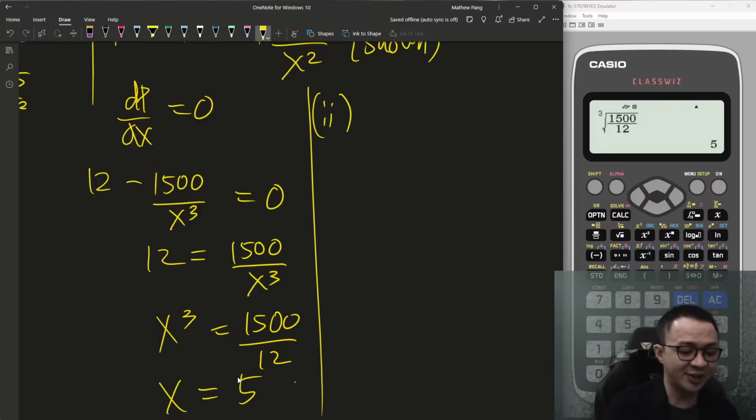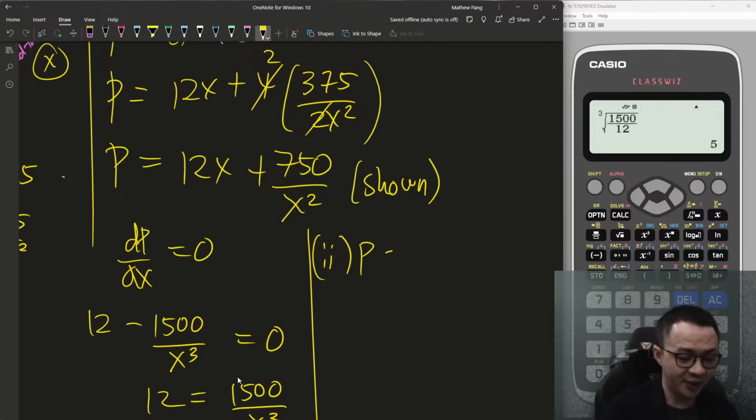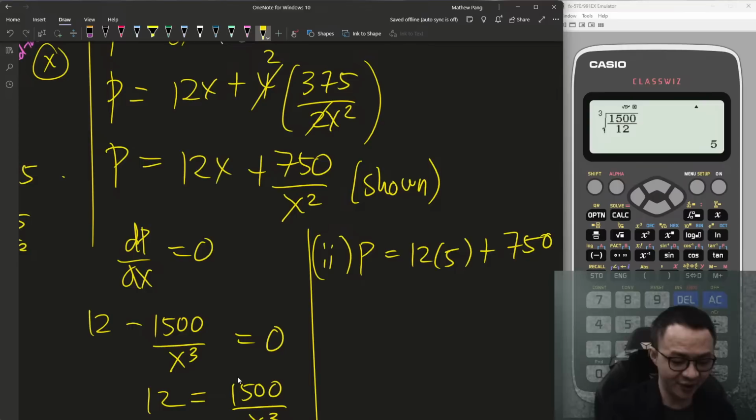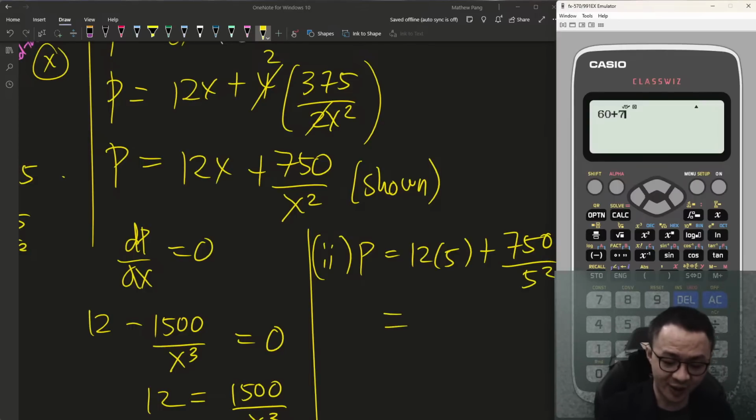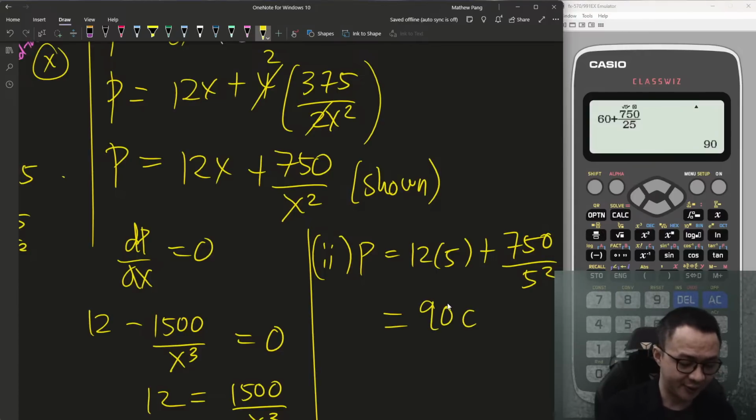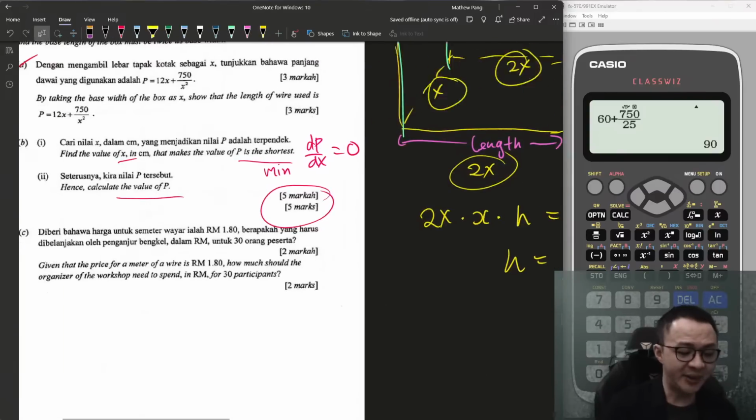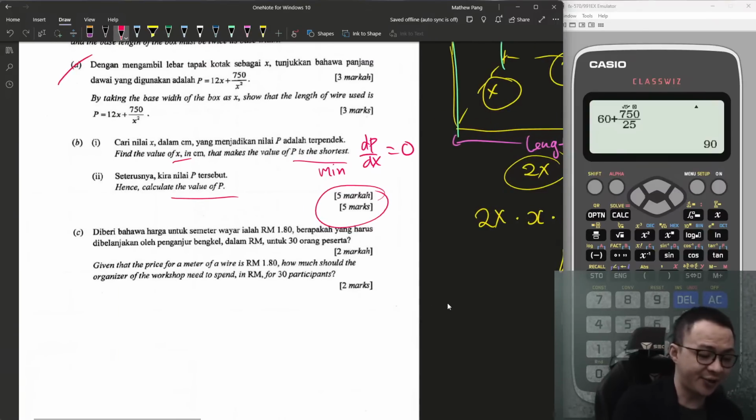Remember part 2 they asked us to find P. So P equals to 12 times 5 plus 750 over 5 squared. So 60 plus 750 divided by 25, right? 90 centimeter. Okay, so that means the minimum length here, based on my finding, is 90 cm.